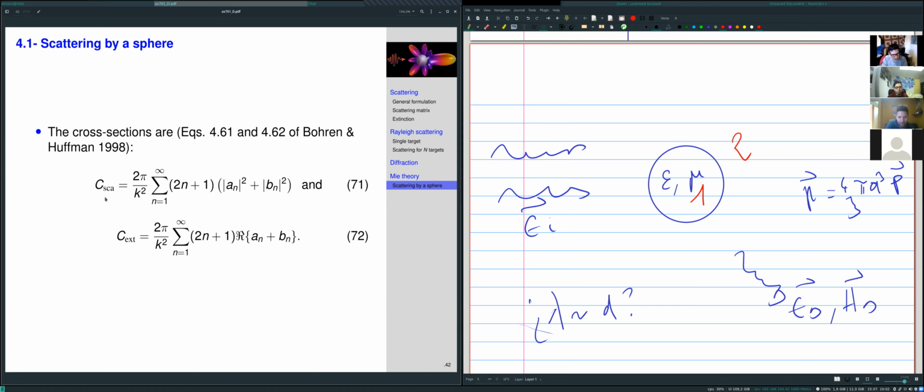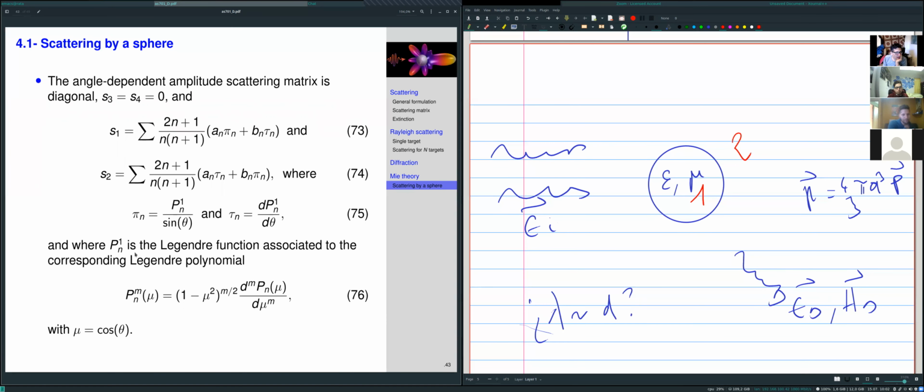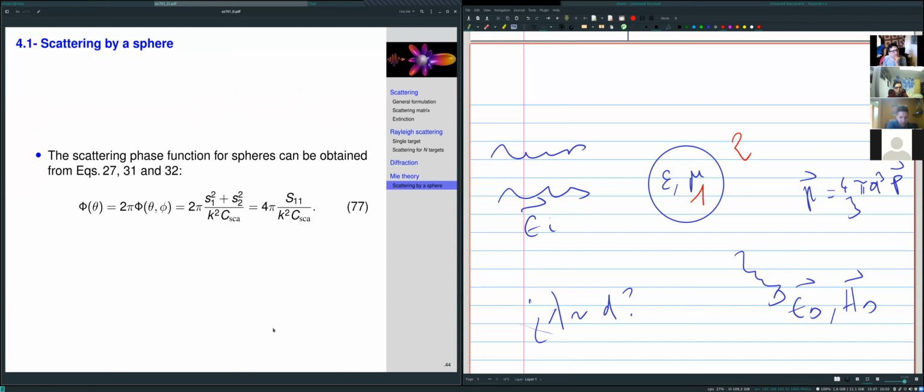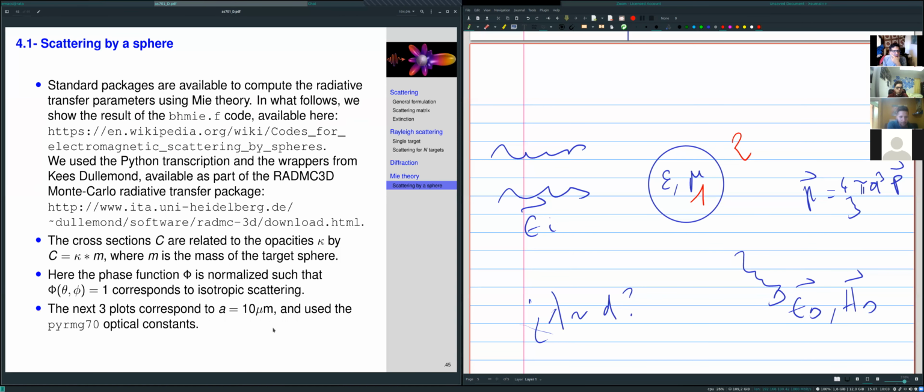The final cross sections are given by the scattering and extinction cross section. This is scattering, and this is the total cross section. You can also compute the amplitude scattering matrix element using these coefficients. Of course, you can imagine that this is all numerical work. These are the formulas. You can also compute the phase function resulting from this problem using this standard development. Of course, I don't do this. What I do is use packages of people who solve the problem for me.